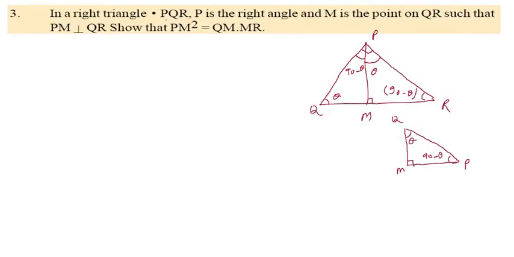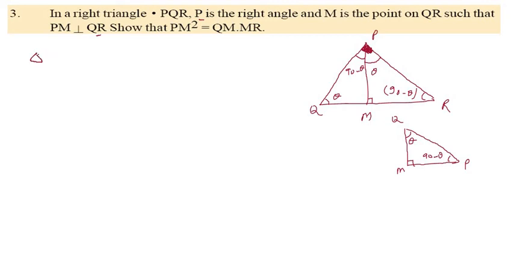In right angle triangle PQR, P is the right angle. You can see here P is the right angle. This angle is 90 degrees. Now M is the point on QR such that PM is perpendicular on QR. You can see here PM is perpendicular on QR. So PM square is equal to QM into MR.